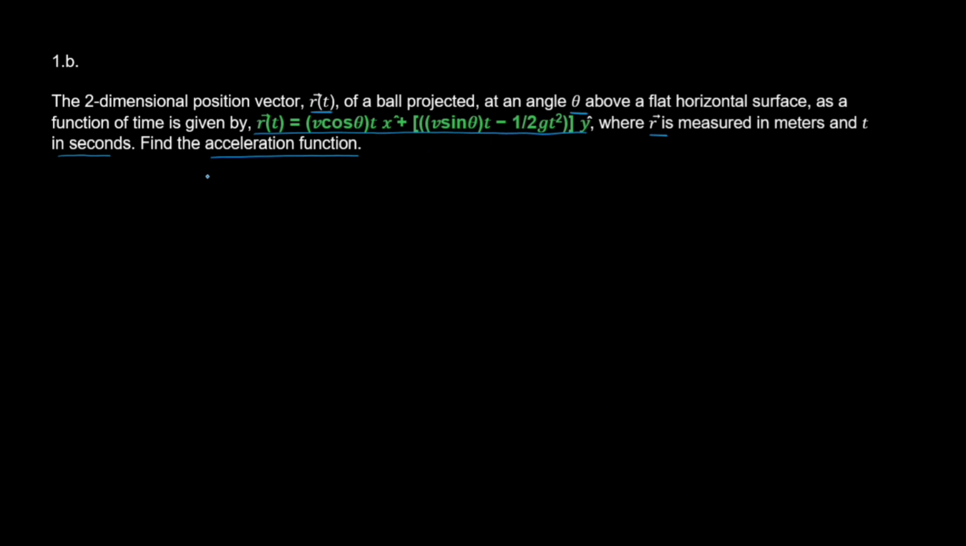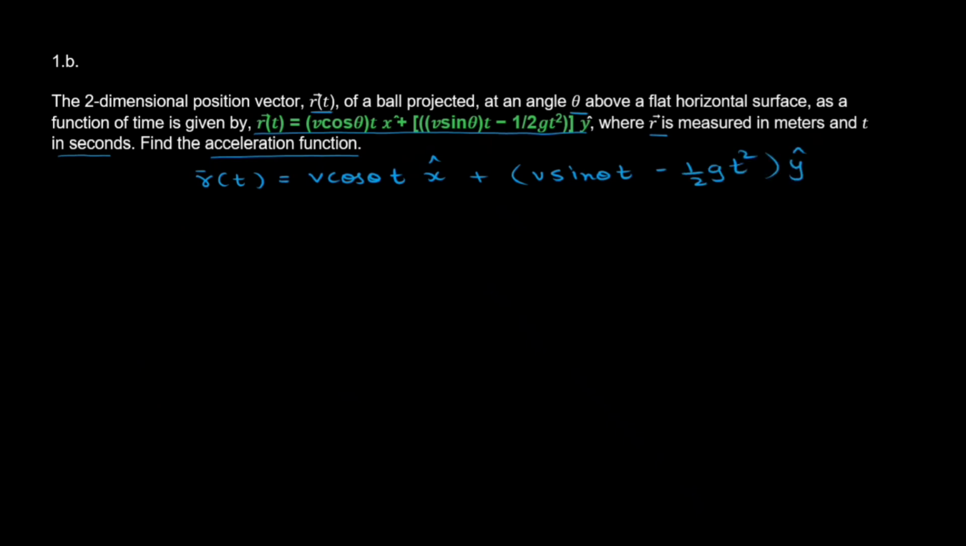So here in this question, we have been given the position function in vector form, which we write as r bar of t equals v cosine theta t x cap plus v sine theta t minus half g t squared y cap.